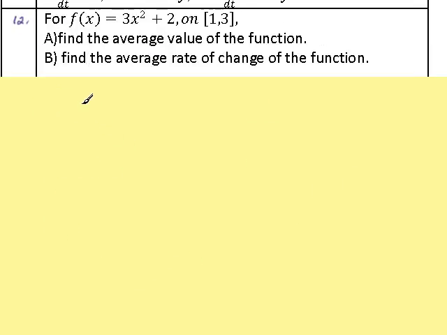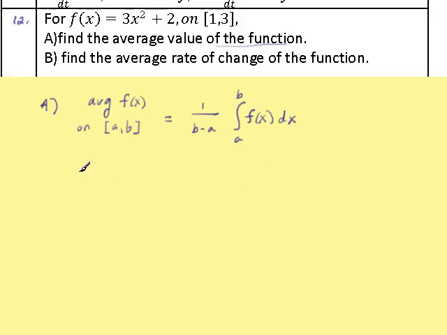In number 12, in part A, we want to find the average value of this function on the interval [1, 3]. So let's just remember the formula. The average of f(x) on [a, b] is equal to 1 over b minus a times the integral from a to b of f(x) dx. In our case, the interval is [1, 3], so we have 1 over 3 minus 1. We're integrating from 1 to 3, 3x squared plus 2 dx.